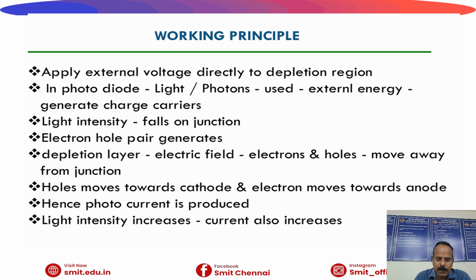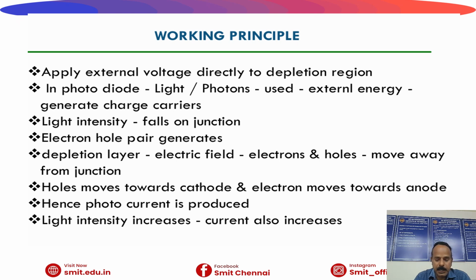For accurate light detection, the dark current should be kept as small as possible. Then coming on to the characteristics of the photodiode. Generally, the VI characteristics of a photodiode show that the reverse current increases with increasing light intensity. In the absence of light, the reverse current is very minimal in nature. As the illumination increases, the reverse current increases proportionally.